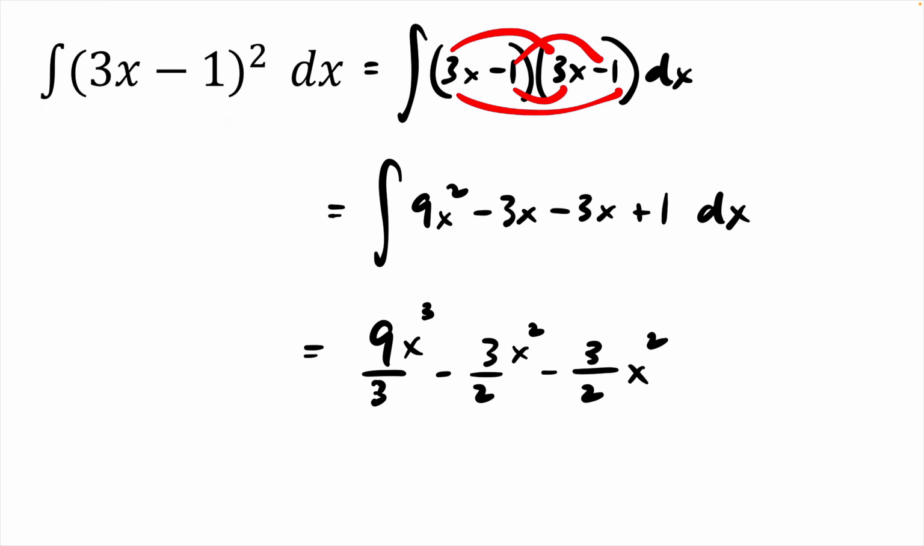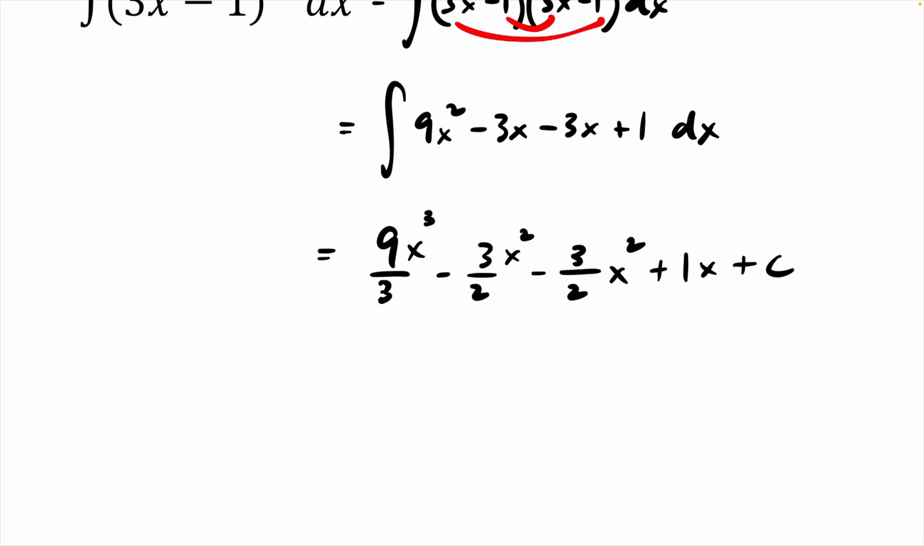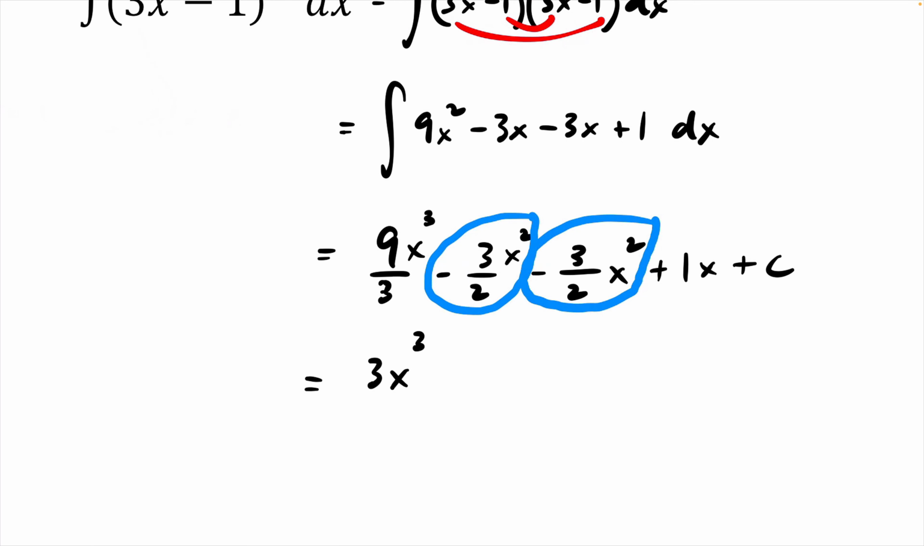And then 1. 1 doesn't have an x. So if it doesn't have an x, for the antiderivative, we just give it an x. You can divide it by the new power, but it's just 1. So that would be 3x to the 3rd. I can combine these like terms here. These both are like terms. So negative 1.5 minus 1.5 is negative 3x squared plus 1x plus c.